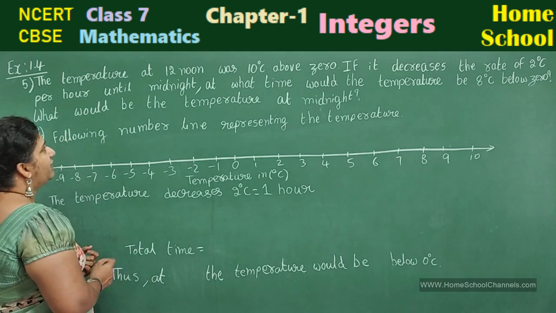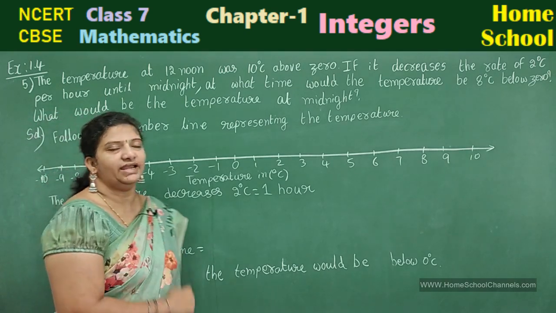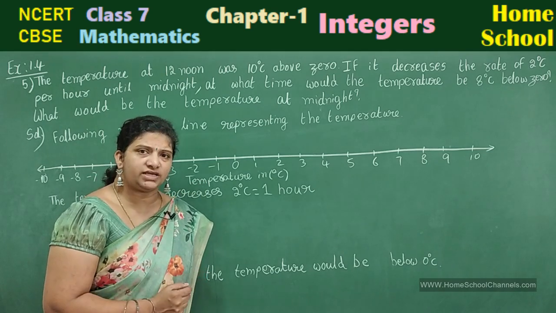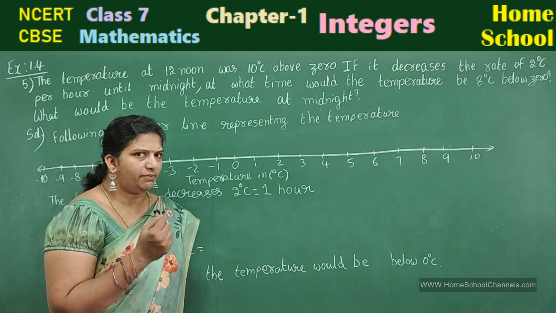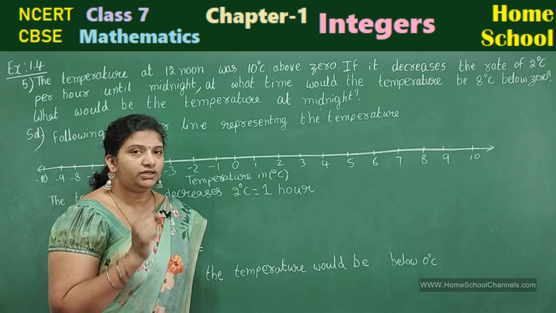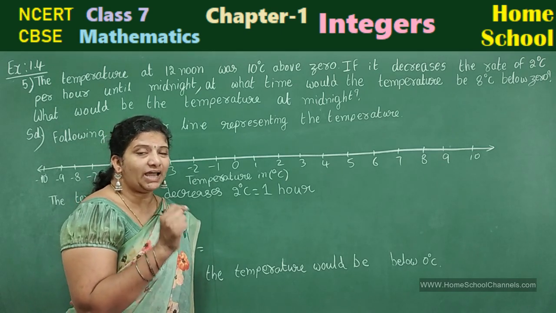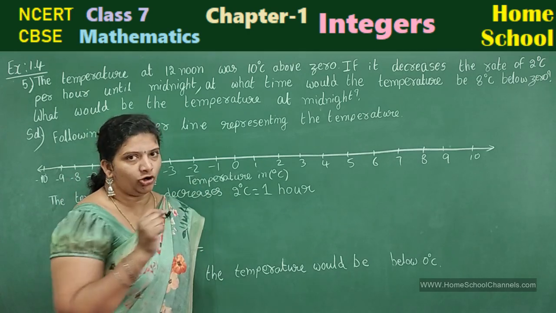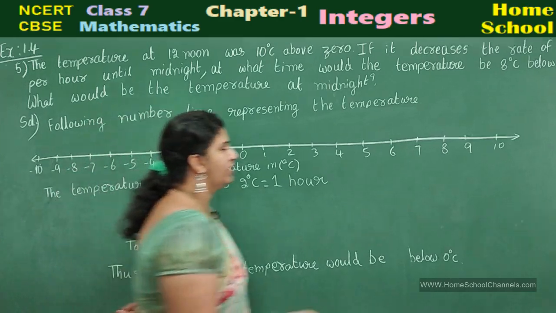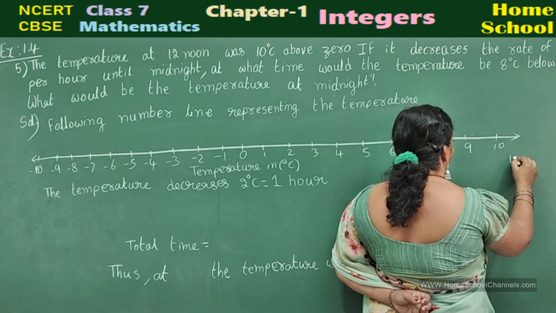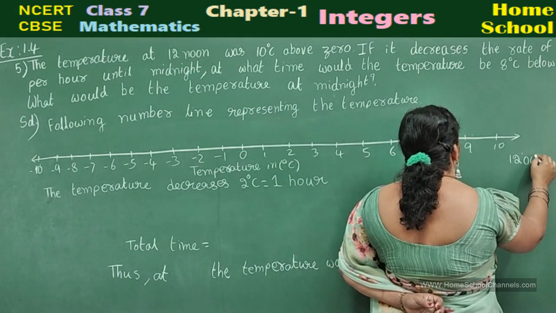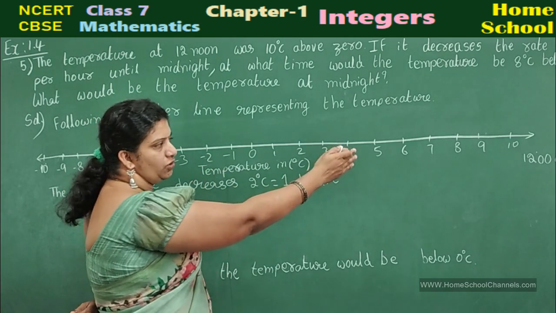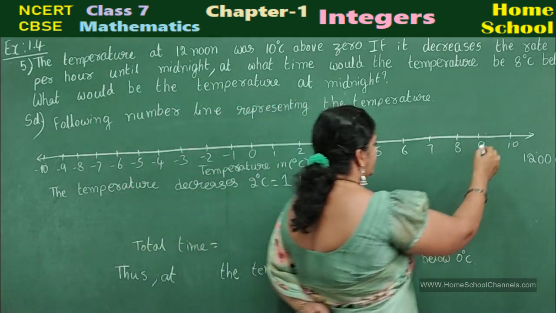The temperature at 12 noon was 10 degrees Celsius above zero. What do you mean by above zero? Above zero, the temperature will be positive. What time are we starting here? 12 noon. I just take a number line in order to explain this problem. At 12 noon, the temperature is 10 degrees Celsius above zero, that is the temperature.